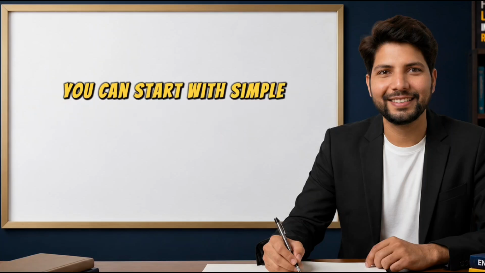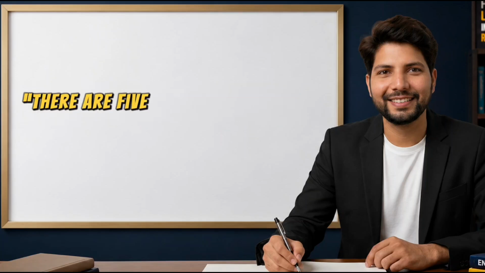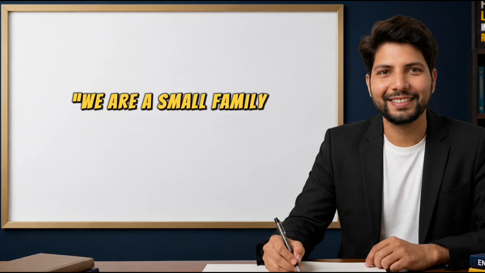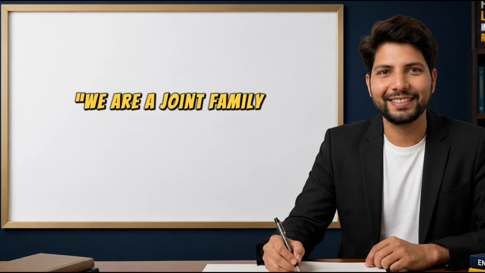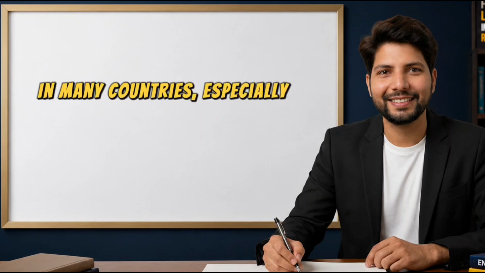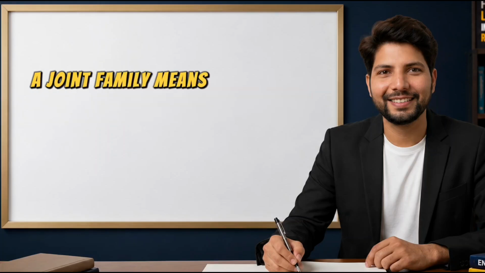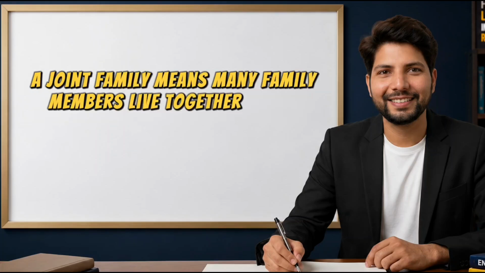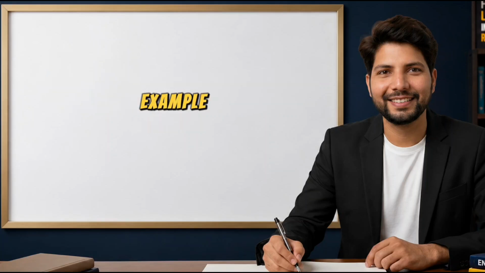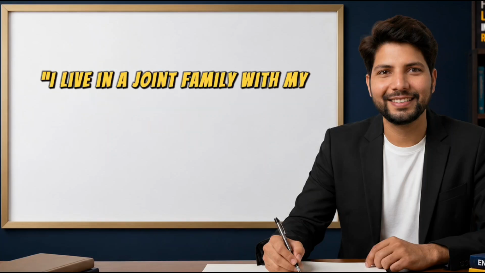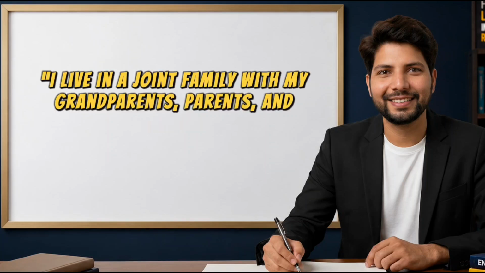You can start with simple sentences like, "There are 5 people in my family. I live with my parents. We are a small family. We are a joint family." In many countries, especially in India, joint families are common. A joint family means many family members live together in one house. Example, I live in a joint family with my grandparents, parents, and cousins.